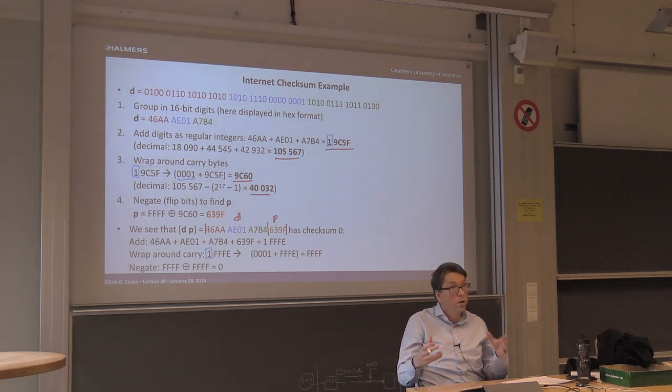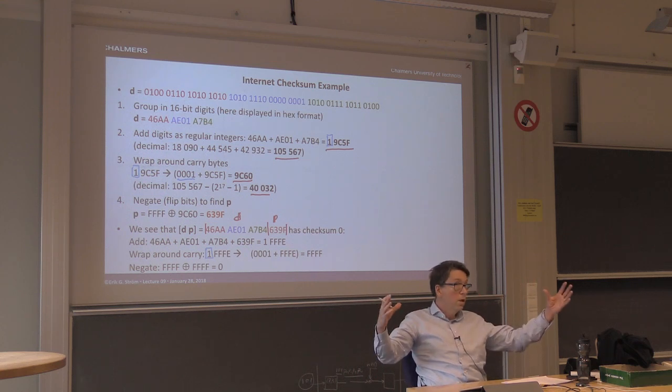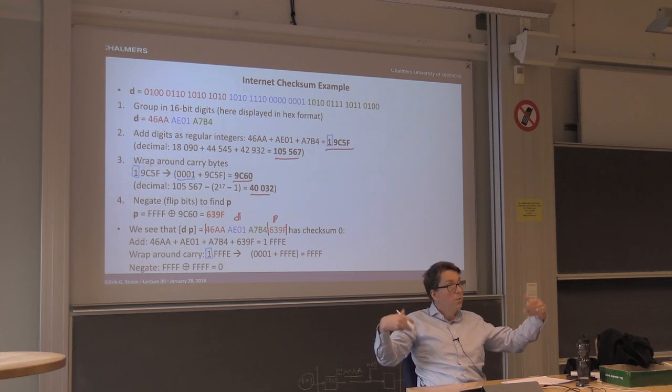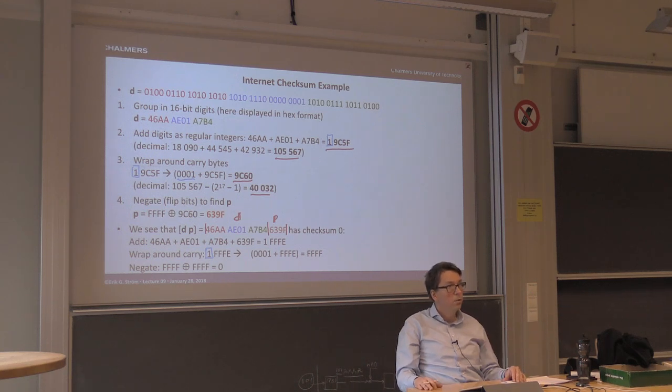So error detection with the internet checksum is simply: you take the bits that you get, and you calculate the internet checksum of that. If that happens to be 0, you accept it. If it happens to be non-zero, you say an error has occurred. Questions?